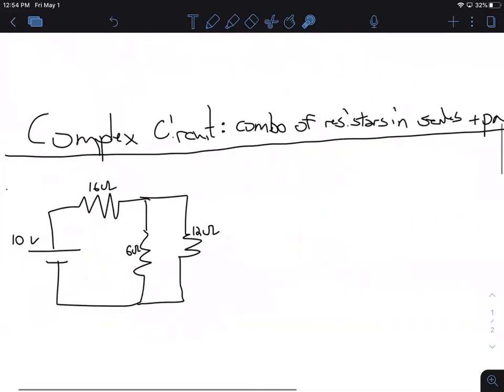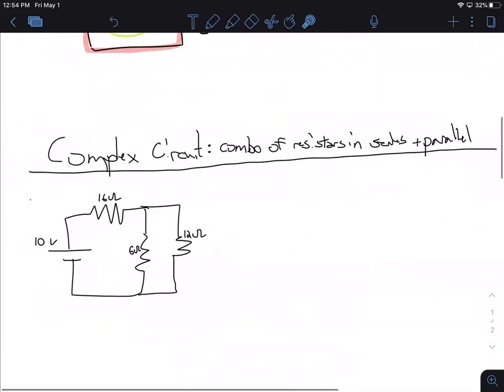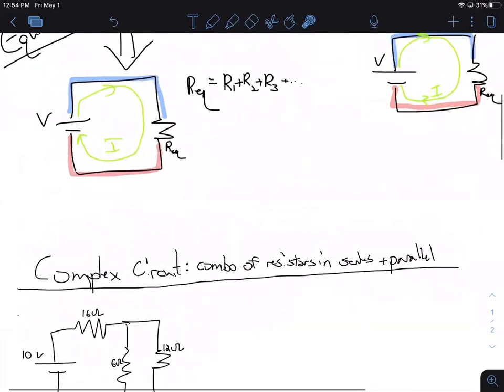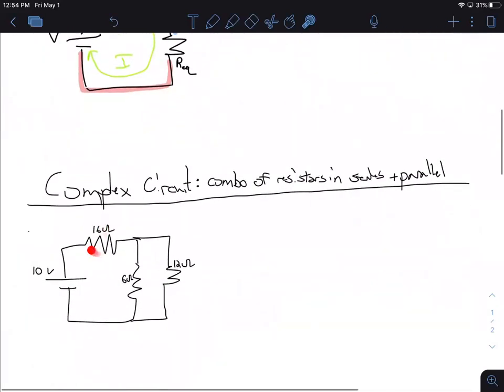Now let's look at this circuit, a complex circuit. It's a combination of resistors where some are in parallel, some are in series. It's a little weird. We gotta break it down to really know for sure what's going on. Now I can't just apply the rules that I did before, because these do not all follow the same rules that they did in these cases.